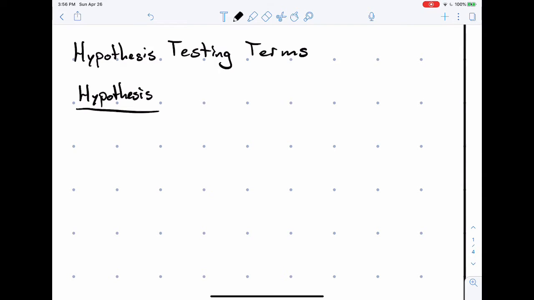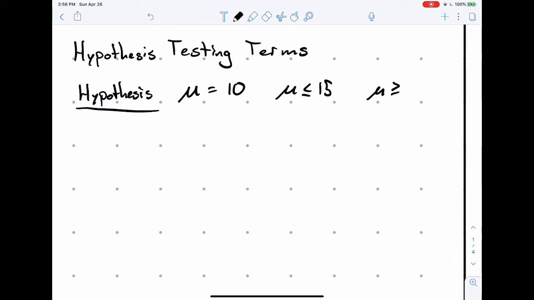So for the purposes of this class, a hypothesis is just a numeric statement about the mean. So we're going to make statements like mu is equal to 10. We'll say mu is less than or equal to 15, say. Or we might say mu is greater than or equal to 27.2, where the right-hand side is any kind of number, and you're just making some kind of numeric inequality statement about the mean.